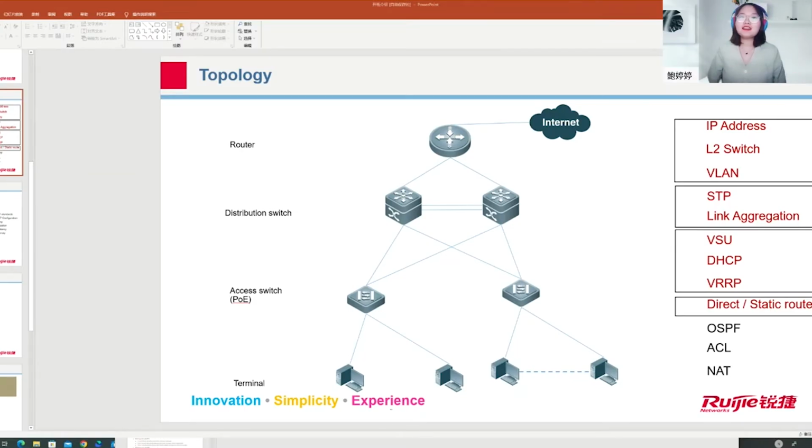Thank you, guys. First, today is the last technology of the wired network, and next week we will have 3 days of the wireless technology, including FAT AP, FIT AP, roaming, something like this. So today we will have three topics: the OSPF, ACL, and the NAT.